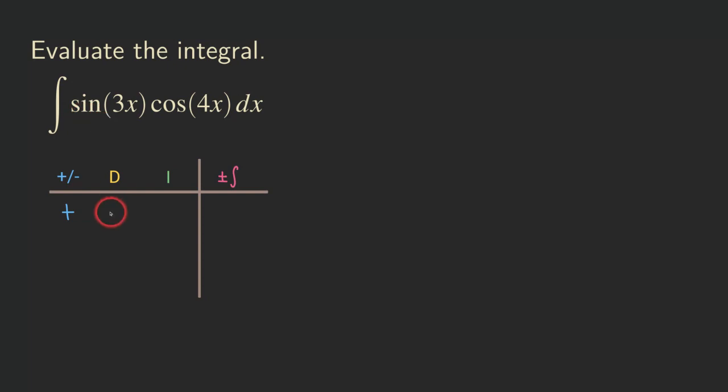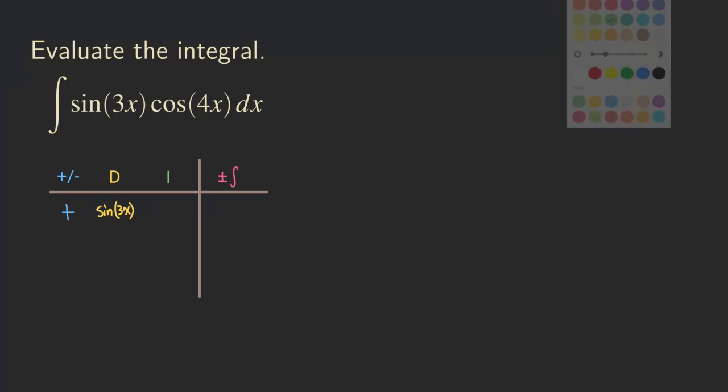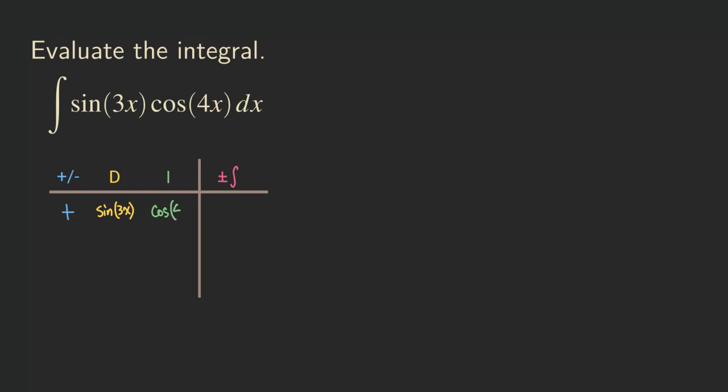So we are just going to let u be the first function that you see right here, the sine of 3x. So let's do that. The sine of 3x, and then the other function is the cosine 4x dx, but I'm omitting the dx, so I'm just going to put cosine of 4x. Okay, so if you put everything together, you can see that that's actually just the original integral.